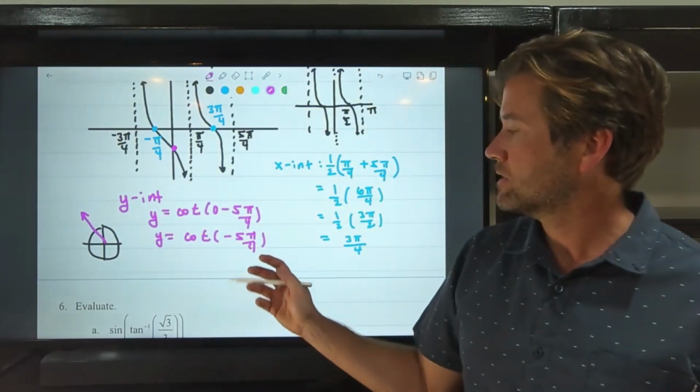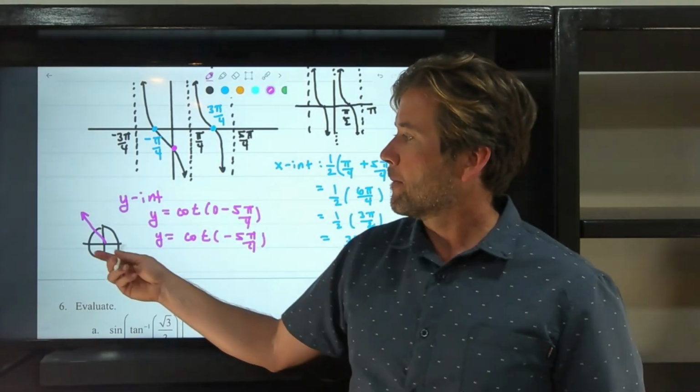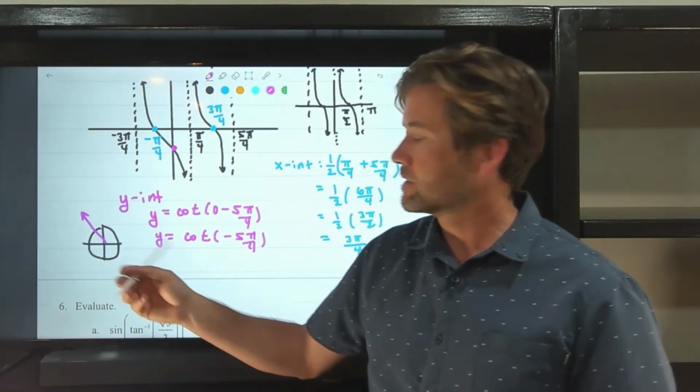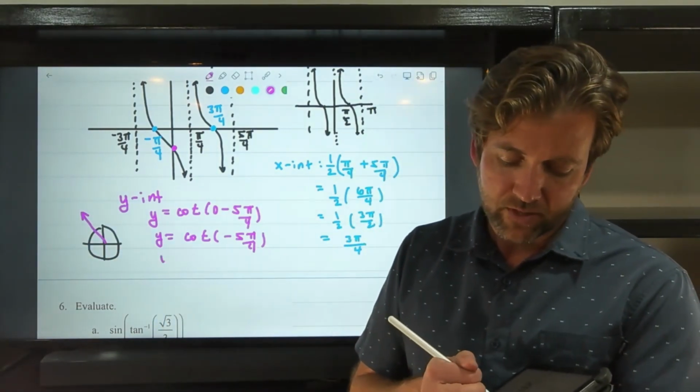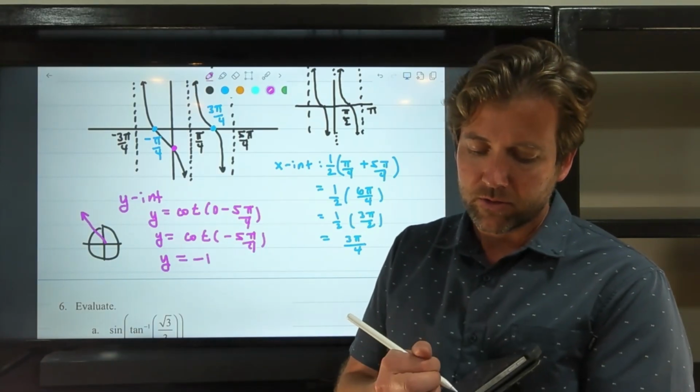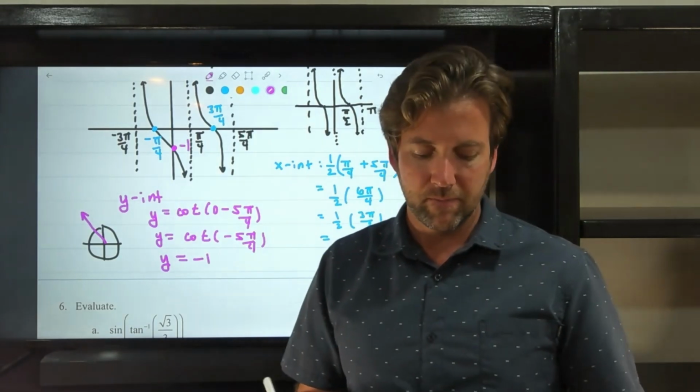I know that says cotangent, which is the tangent's reciprocal. But the tangent of this angle is negative 1. So if I take the reciprocal of negative 1 to find cotangent, it's still negative 1. So that's what that y-intercept will be.